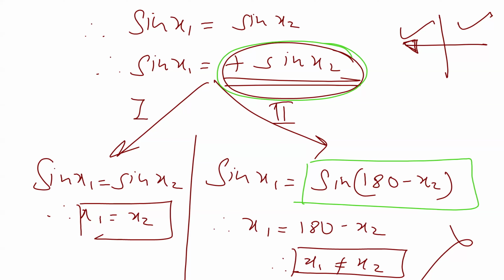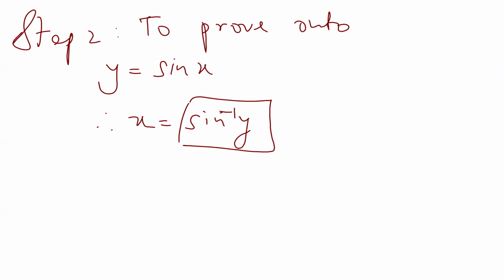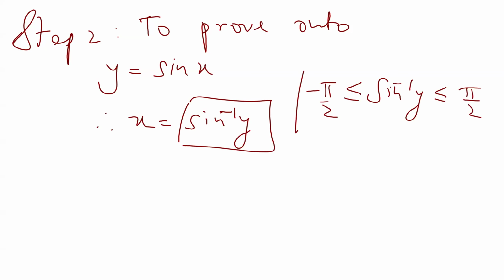Second case, I'm starting. Step 2: to prove onto. Of course, when it is not onto, it is into. So y is equal to sin x this time. f of x is y. So x is equal to sin inverse y. Now sin inverse y will give you an angle. Sin inverse y will always lie between minus pi by 2 and pi by 2. This I've given you in ITF, domain and range table.